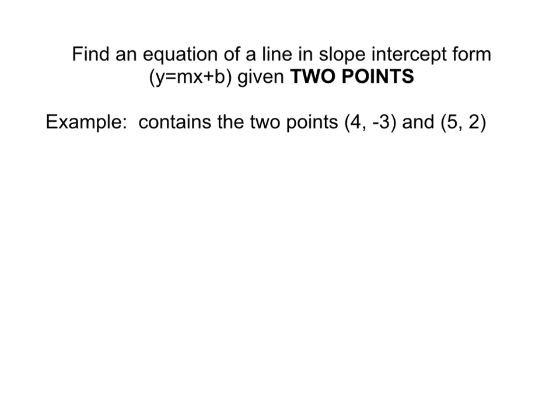In this problem, we're asked to find the equation of a line in slope-intercept form given 2 points on the line. So in our example, the 2 points we have are (4, -3) and (5, 2). Now, because there are 2 points, it nicely corresponds to the fact that there are 2 steps. The first step is to calculate the slope of the line connecting these 2 points.